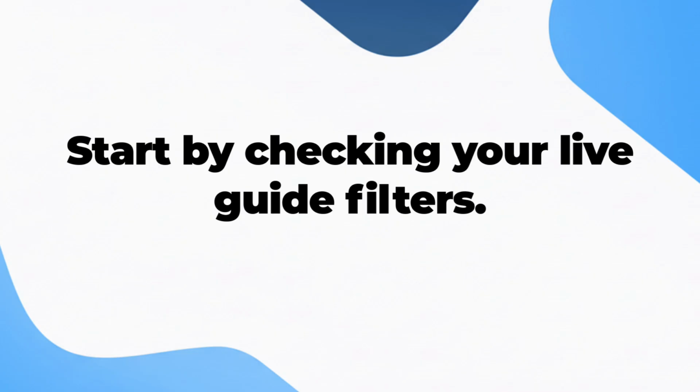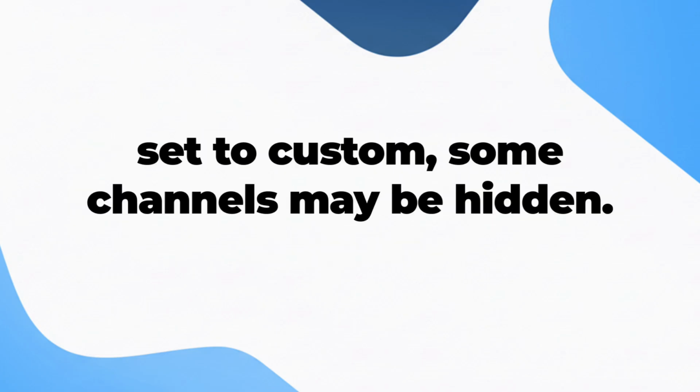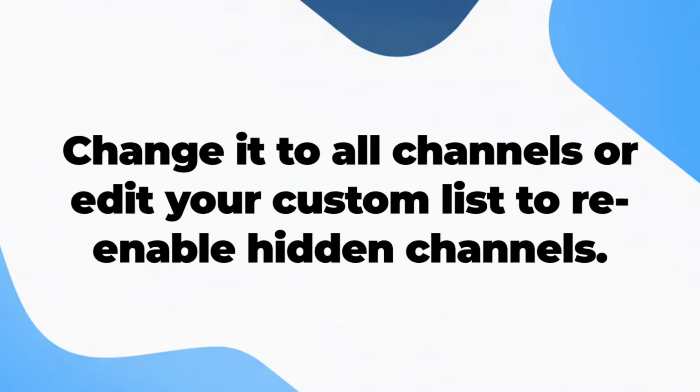Start by checking your live guide filters. Open the Live tab and look for the Sort or Filter option at the top. If it's set to Custom, some channels may be hidden. Change it to All Channels or edit your custom list to re-enable hidden channels.